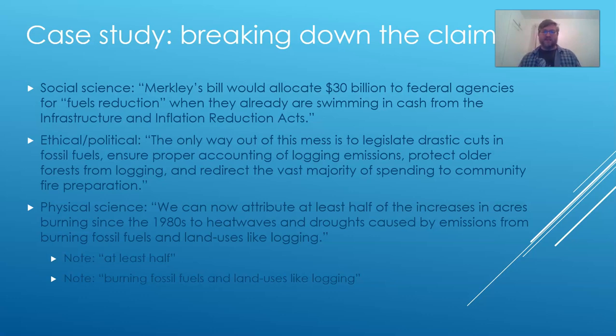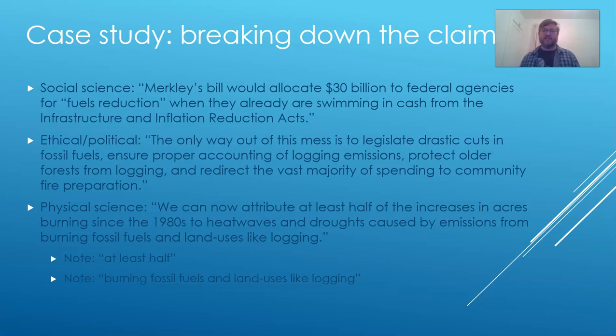Okay, so the first thing we're going to do is break down the claims that the article makes. And so the article makes a whole bunch of different claims, and I've pulled out 3 here as illustrations of these 3 kinds of claims that we can distinguish. So first I have here a social science claim. And so he's talking about a bill that has been introduced in Congress by Senator Jeff Merkley from Oregon. He says, "Merkley's bill would allocate $30 billion to federal agencies for fuels reduction when they already are swimming in cash from the Infrastructure and Inflation Reduction Acts."